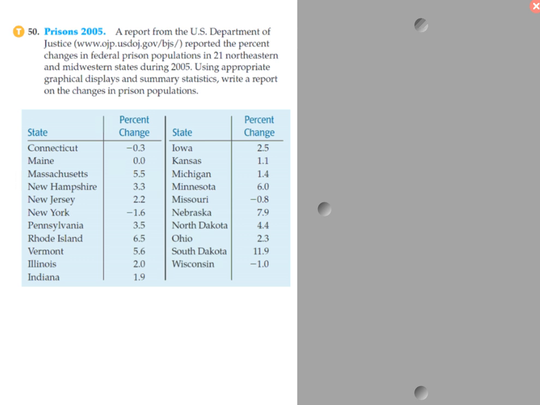So this is an example that, again, pulled right from the book, and in one of the classes we did talk about it, but we didn't go through it, so this is what we're going to do here. And it's these vague directions right here. It's this kind of using appropriate graphical displays and summary statistics. Write a report on the changes of prison populations. Well, report is a bit of a misnomer, but for what they're looking for.